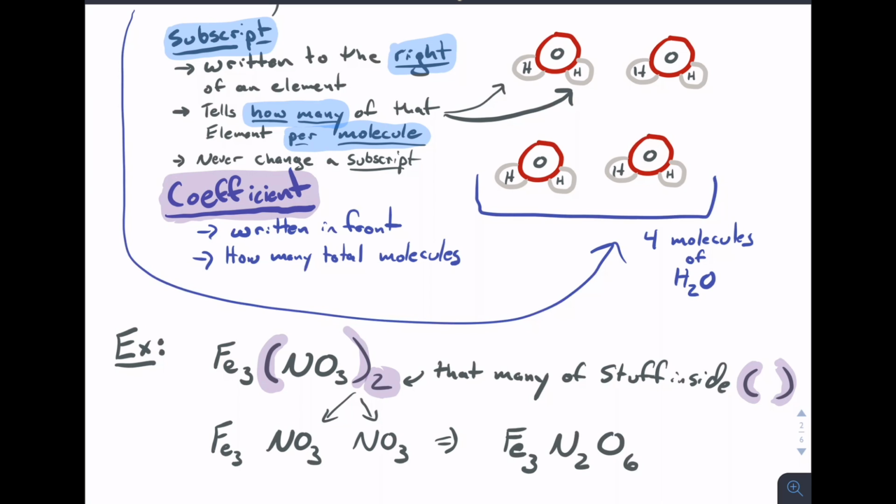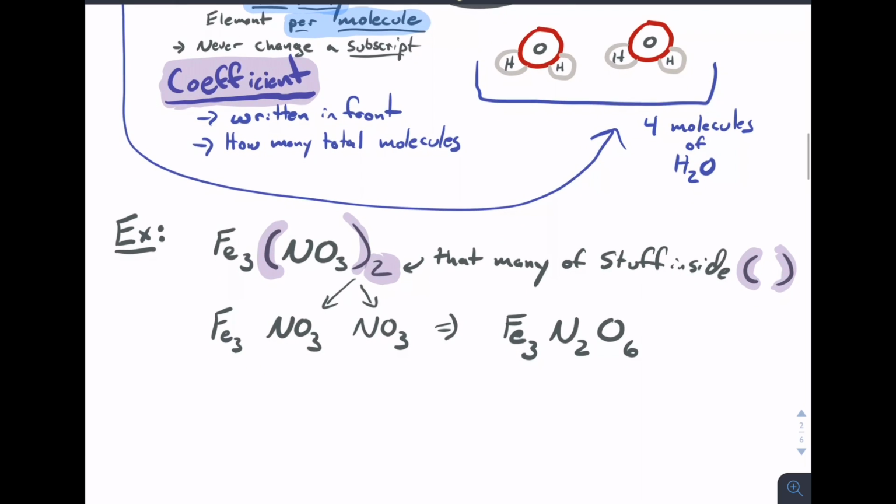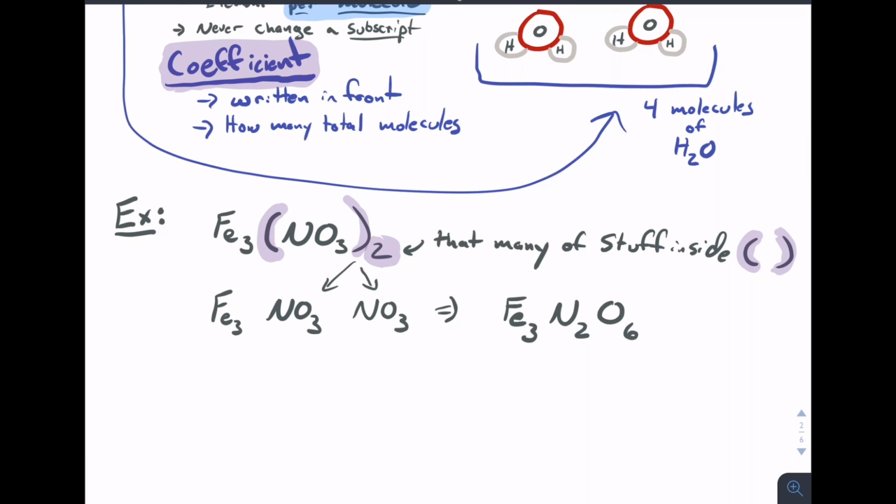Sometimes students will ask me, Mr. Clausen, why don't we just write it like this? Why not just combine that down to make it simpler? Because in nature, it turns out that NO3 is what we call a polyatomic ion, and it just attaches to the iron in such a way that it's important to have it pulled out like this.